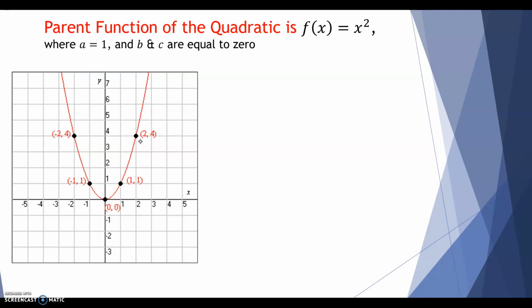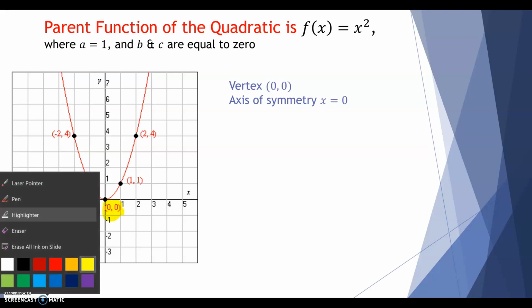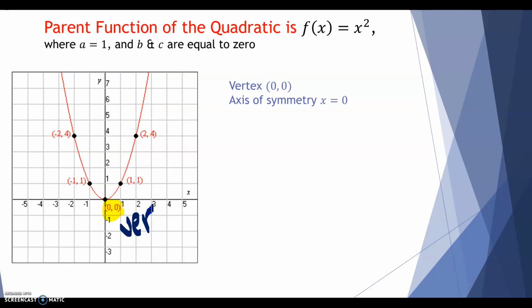So also with the parent function, you have your vertex, which is right here. And then you have your axis of symmetry, which I think some of you are getting yourself confused. It is an equation, and it's the x value of your vertex. So this is what makes up the parent function.